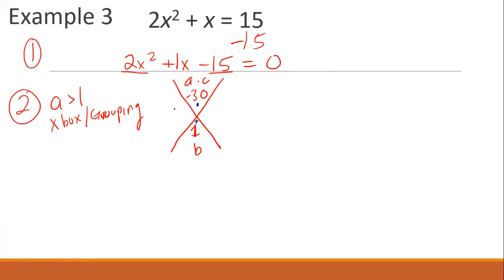A 6 and a negative 5. Because 6 times negative 5 is negative 30, and 6 plus negative 5 is 1. Do we understand? You see where those numbers came from? Yeah. All right, then we go to the box. Hence why it's called Xbox.